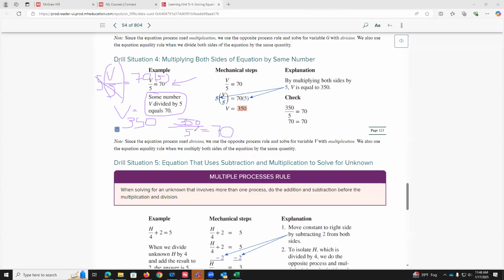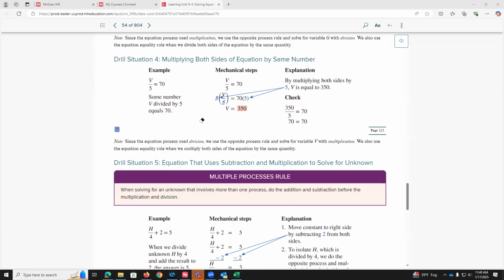And so on your calculator, you can just type in 350 divided by 5 and hit enter or equals, and you're going to see that that equals 70. And there you go. You've solved your equations. All right, so that's just walking us through how we get that variable or that letter by itself on one side of the equation.